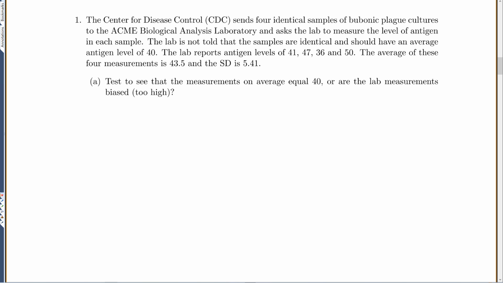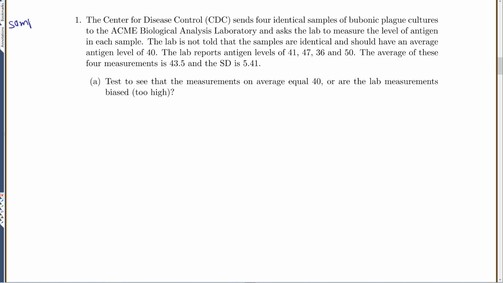So we want to test to see that the measurements on average are equal to 40, which is what they were supposed to be if the lab is working correctly. Or are the lab measurements biased? Are they too high? So let's write down things that were given. To me, that always helps me figure out what I'm supposed to do for a problem.